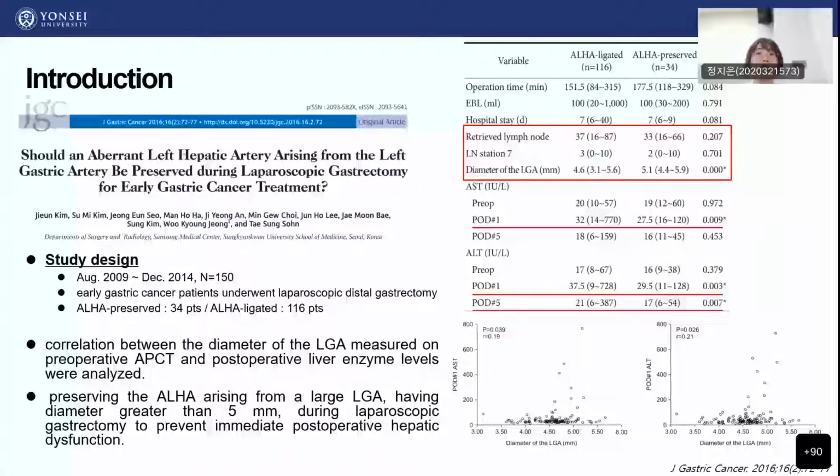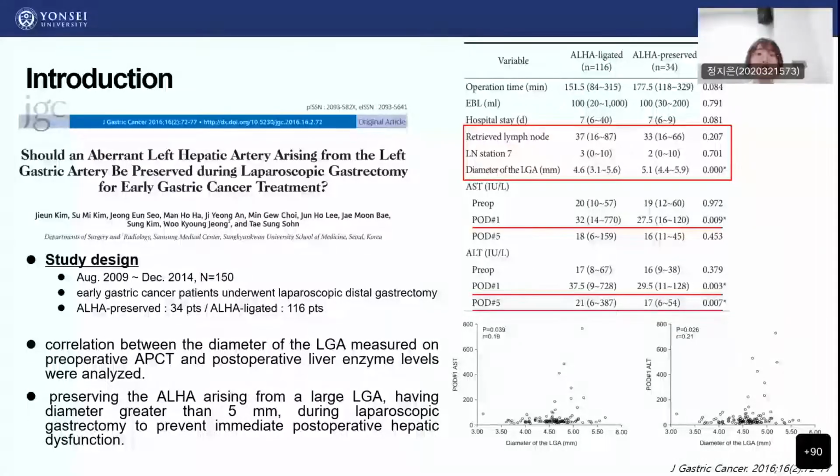This study was performed in Korea on laparoscopic gastrectomy patients with aberrant left hepatic artery. Data of 150 patients were collected. The median number of the lymph nodes retrieved was comparable in both groups. This study also evaluated the diameter of the left gastric artery on preoperative CT to correlate with the postoperative liver enzyme levels. The median diameter of the left gastric artery was 4.6 mm in the aberrant left hepatic artery ligated group and 5.1 mm in the preserved group, which shows significant differences.